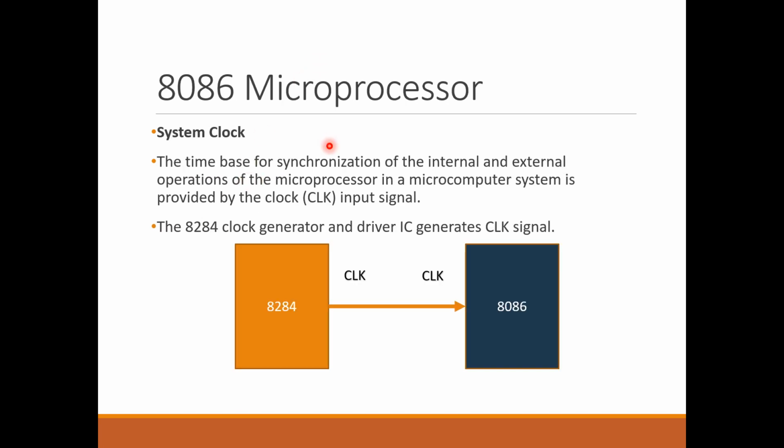And the system clock of the 8086 microprocessor is being given by this device, which is called the 8284 clock generator, which generates a clock pulse to the 8086 microprocessor. So this microprocessor is performing each cycle based on that clock pulse which is being sent from this 8284 clock generator.